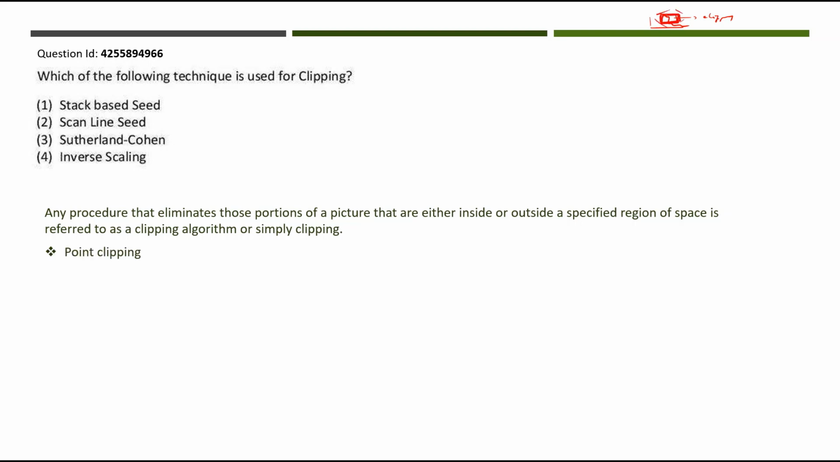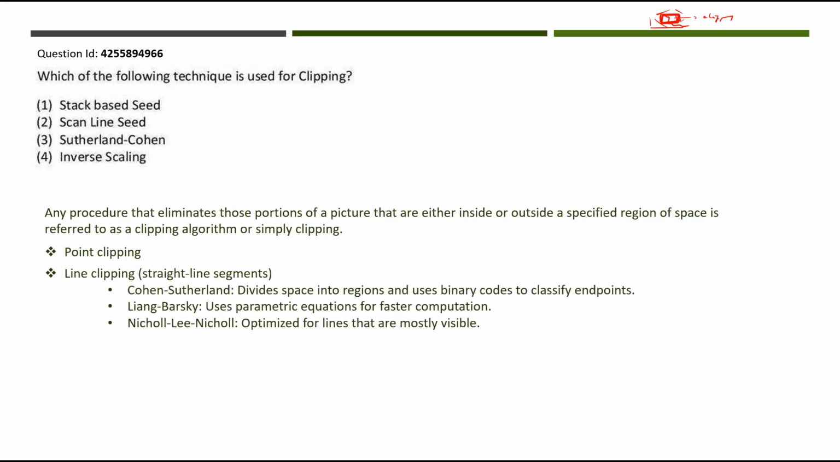So what are the different techniques of clipping that is available? Point clipping. Then we have line clipping. In line clipping, we have 3 algorithms in the reference book: Cohen-Sutherland, Liang-Barsky, Nicole algorithms. What is Cohen-Sutherland or Sutherland-Cohen? Both are actually same. Divides space into regions and uses binary codes to classify endpoints. Liang-Barsky uses parametric equations for faster computation. Nicole is optimized for lines that are mostly visible.